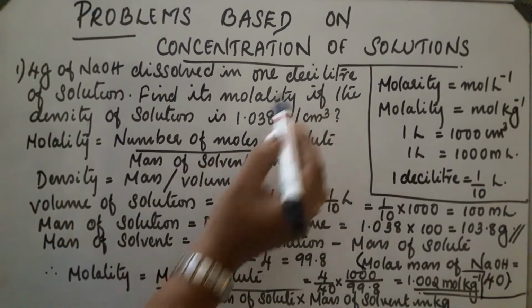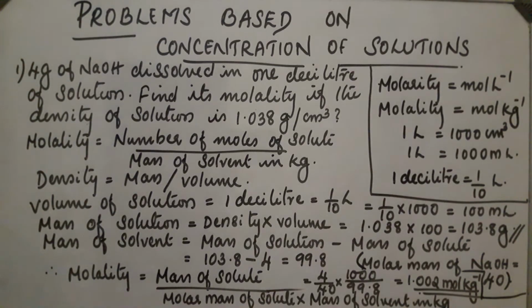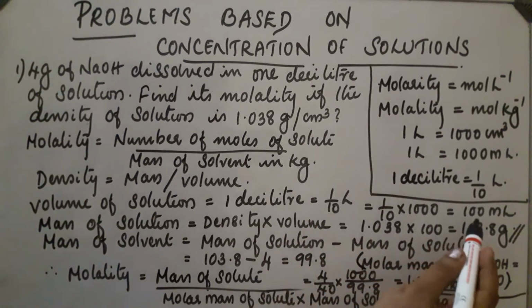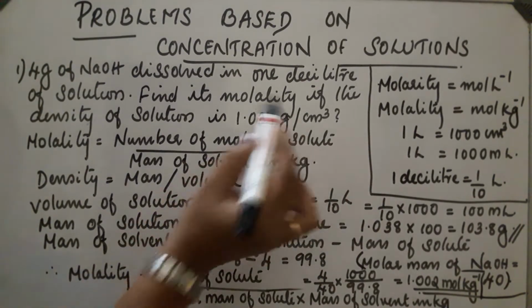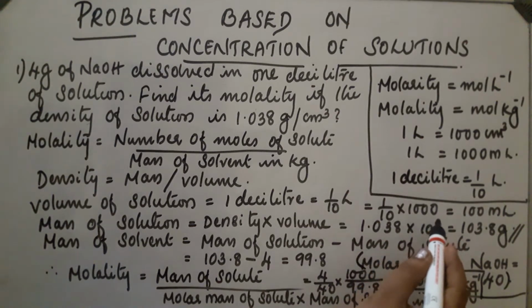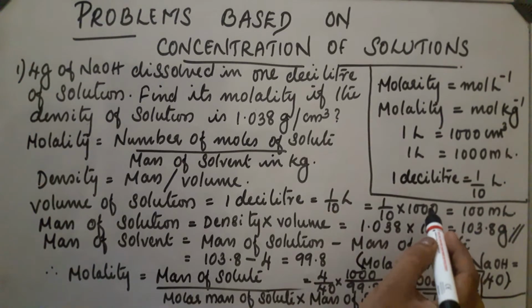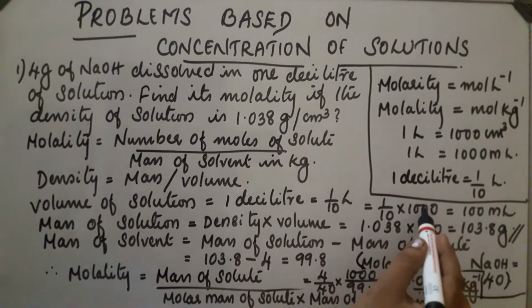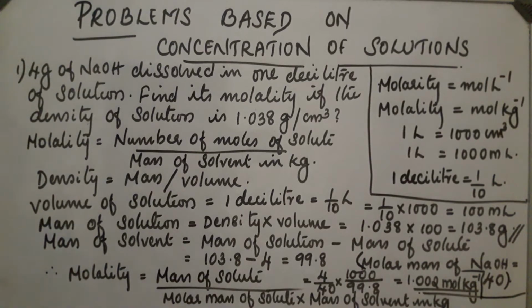Volume is 1 deciliter. 1 deciliter means 1 by 10 liter. First we have to convert it into milliliter because density is in gram per milliliter or centimeter cube. So 1 by 10 into 1000. By multiplying by 10 raised to 3, we will get the answer 100 ml. So volume is converted into ml and we got the value 100 ml.